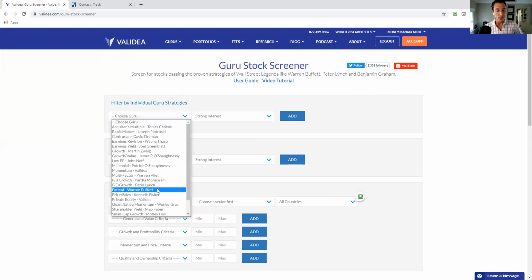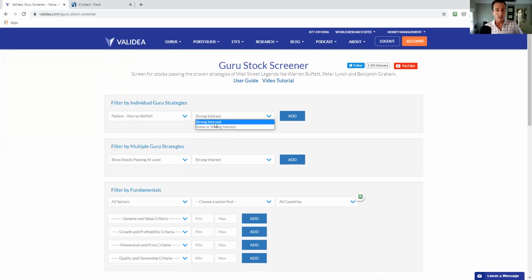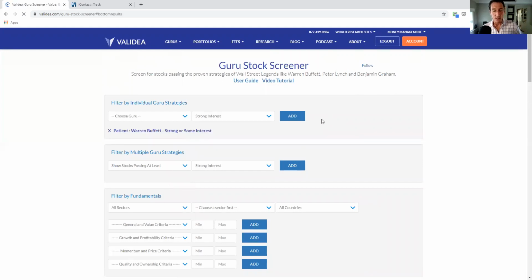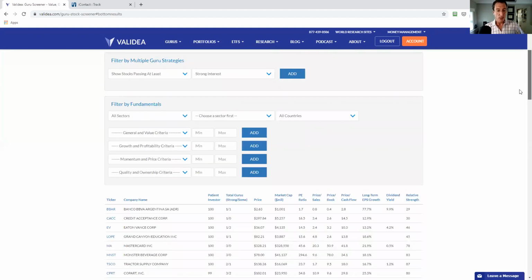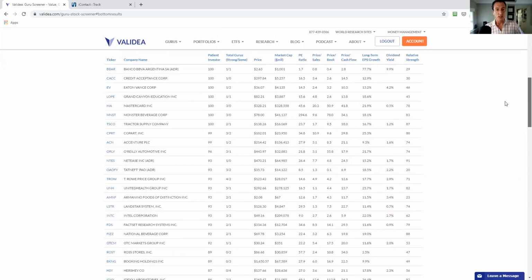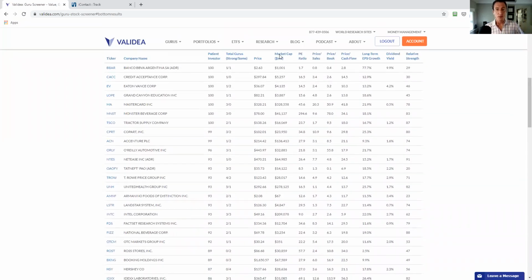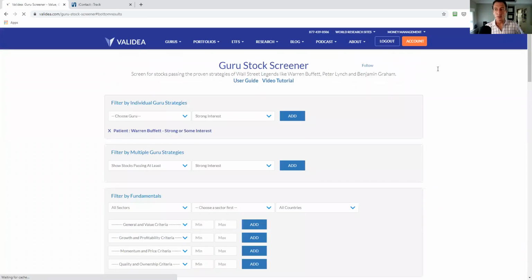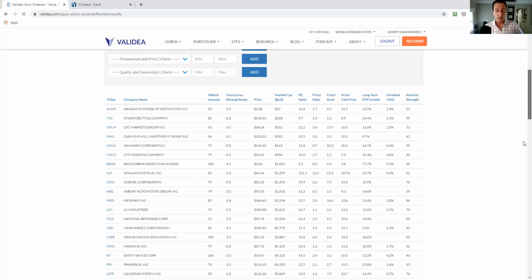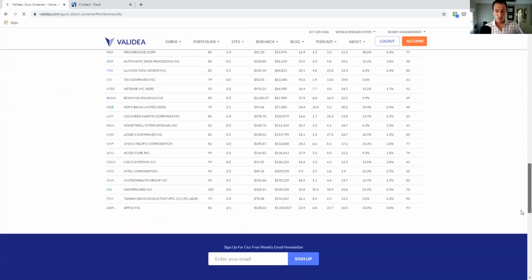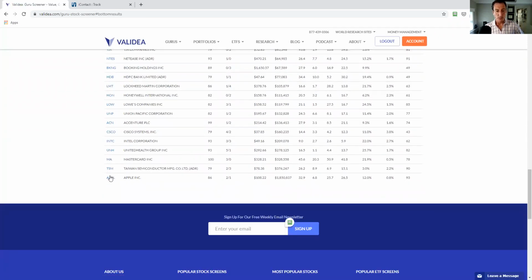So let's just say we're a big Warren Buffett fan, and we want to see how Validea has implemented the Warren Buffett model, which we base on the book Buffettology. So all I did here is I added Warren Buffett, strong or some interest. That means I'm looking for stocks that generally score 80% or better. And we get a whole big long list of stocks down here. If I sort this by market cap and look at the largest stocks, it gives us more of a representation of the stocks that Buffett might be interested in.